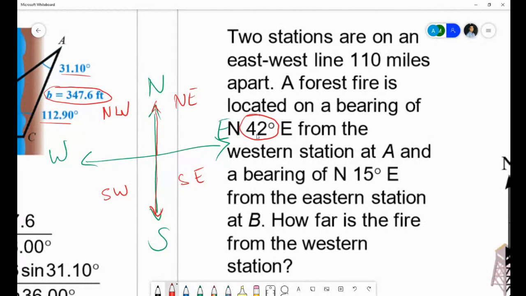So here 42 degrees northeast would go like this. From here to here would be 42 degrees. It is not in standard position like we normally do from the positive x-axis. It's from the north and south pole. Does that make sense? Yes. Okay, I got it. And then the other one is north 15 degrees east from the eastern station at B. So go ahead and label it and see.